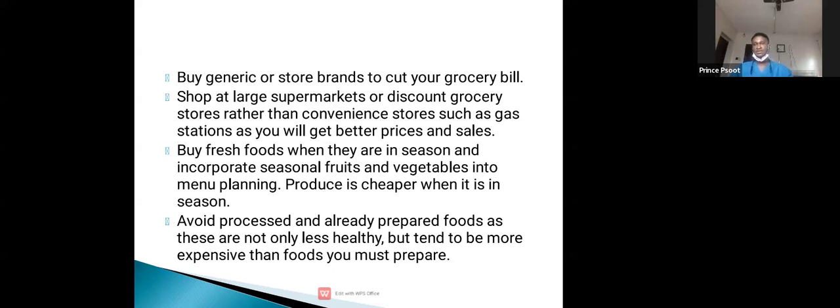Then you buy fresh foods when they are in season and you incorporate seasonal fruits and vegetables into the menu planning. Produce is cheaper when they are in season. Then avoid processed and already prepared food, as these foods are not only less healthy but they also tend to be more expensive than foods that you must prepare.